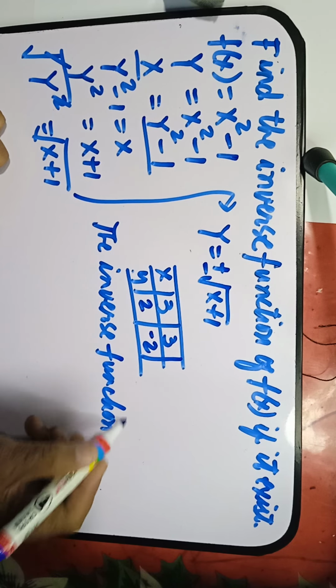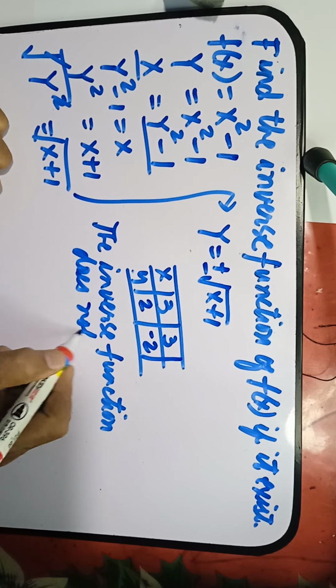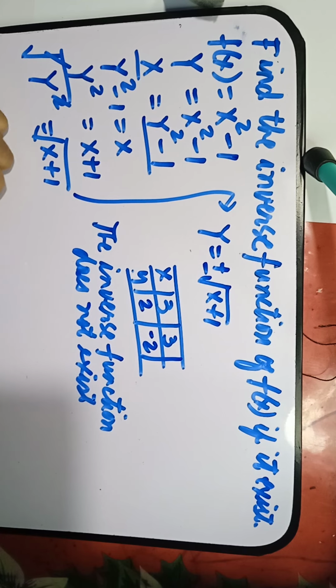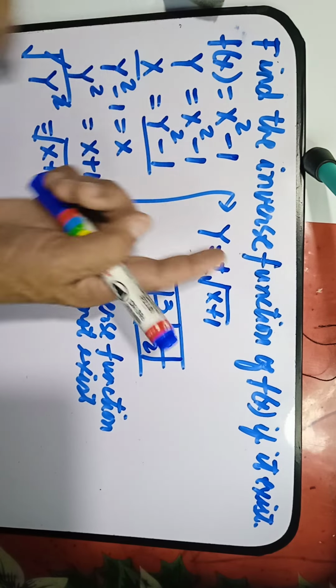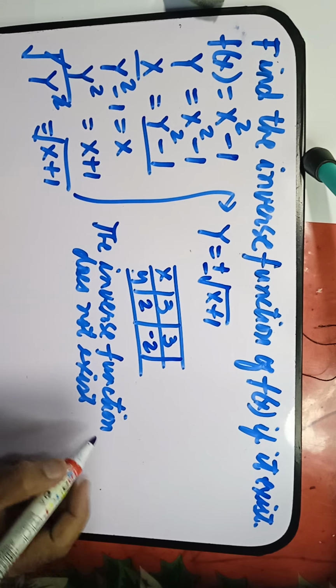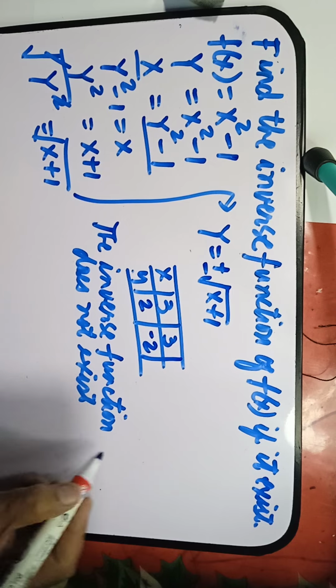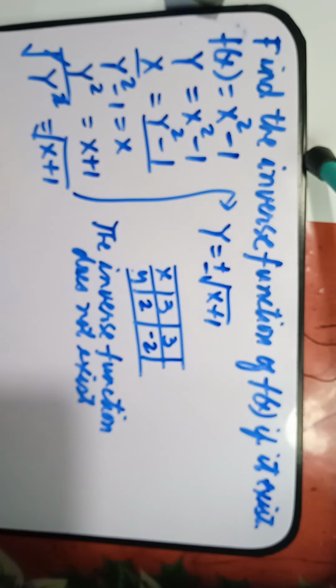I would like to underscore that the inverse function does not exist. It means that there is an inverse of the function x squared minus 1, but not a function. So we get the inverse of the function f of x equals x squared minus 1, but the inverse of it is not a function. That's why the inverse function of f of x equals x squared minus 1 does not exist.